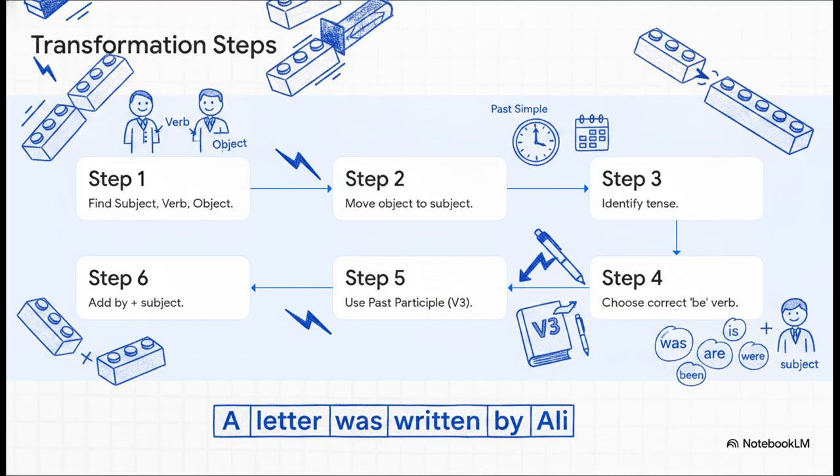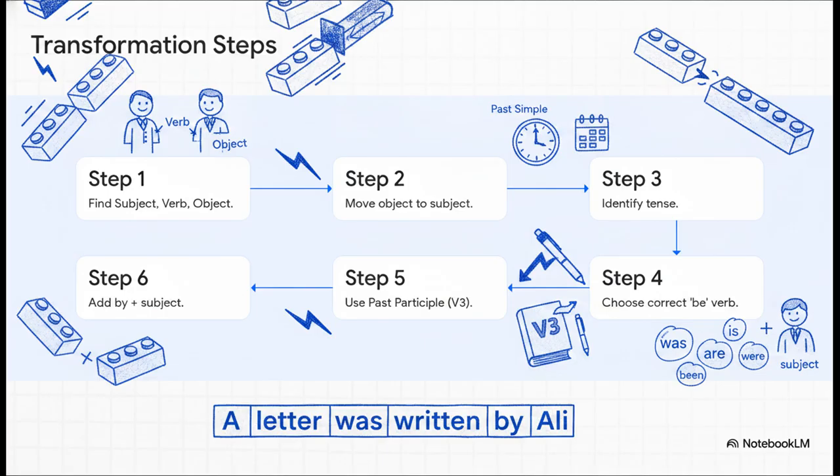Step 1. Find your subject, verb, and object. That's Ali wrote a letter. Step 2. Move the object, a letter, to the subject position. Step 3. Identify the tense of the word wrote, which is past simple. Step 4. Choose the correct be verb for the past simple, so we use was. Step 5. Use the past participle, or the V3 form of write, which is written. And lastly, Step 6. Add by plus the subject, by Ali.